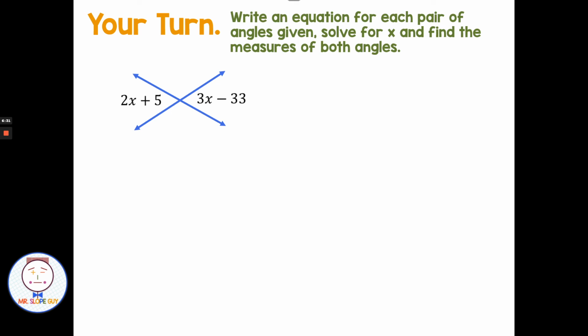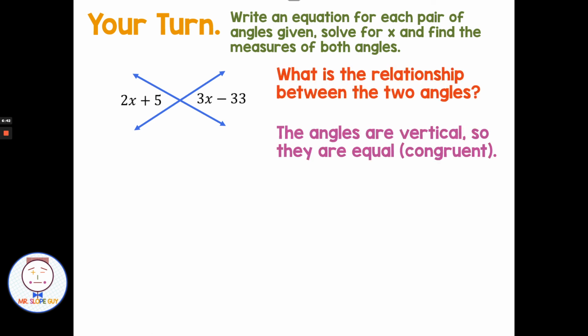All right, welcome back. The relationship between these two angles is they are vertical to each other. We have two lines that cross, and they are straight across from each other. So I know the relationship with vertical angles is vertical angles are equal. They are congruent. So that's where my equation will come from. I will get 2x plus 5 equals 3x minus 33.